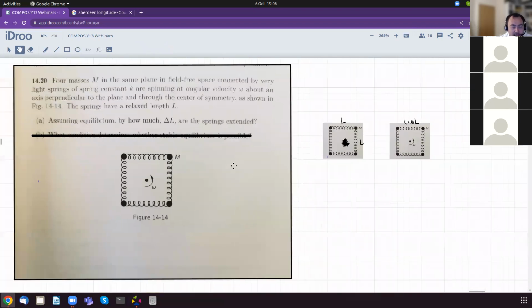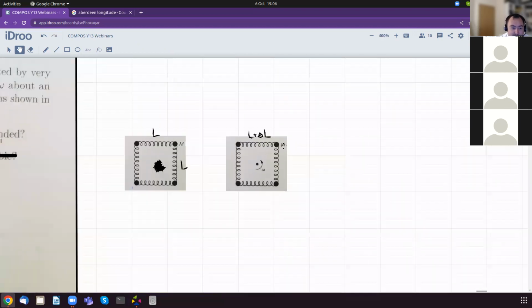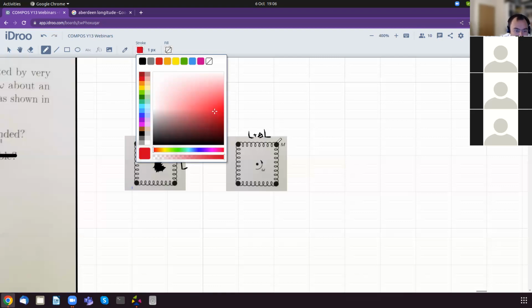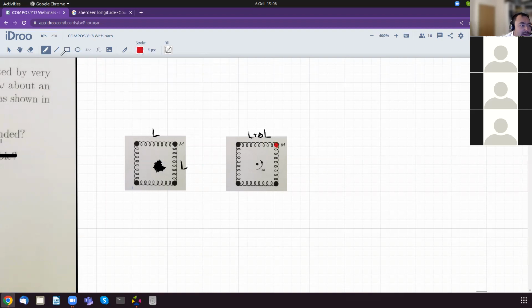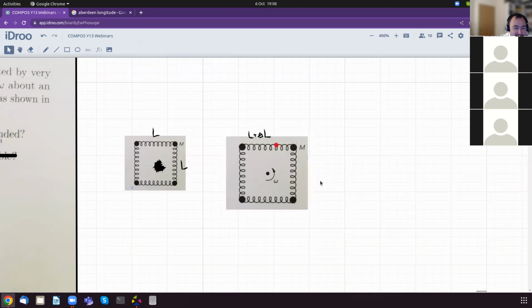Let's look at the forces acting on one of the masses. Because the spring is stretched, the square becomes bigger. The square expands. Now the side of the square is L plus delta L. We have the tension force acting downwards along this spring, and a tension force acting along this spring. This is T, and this is T.